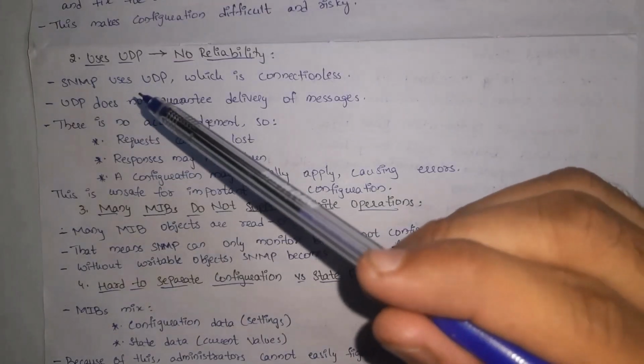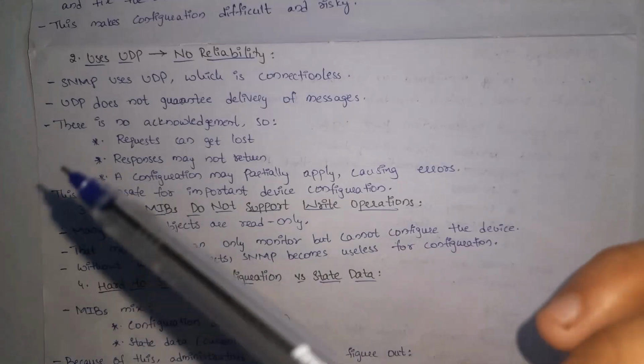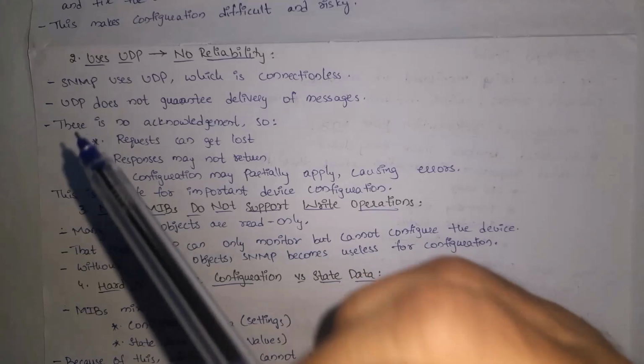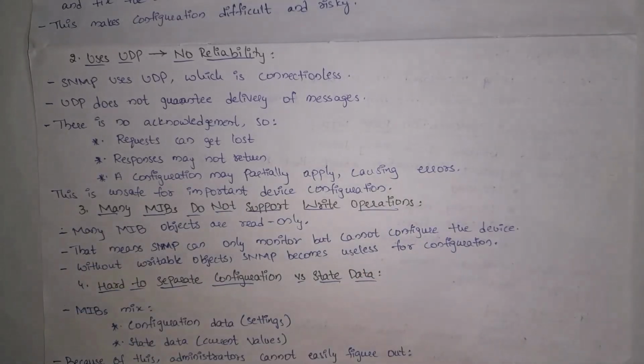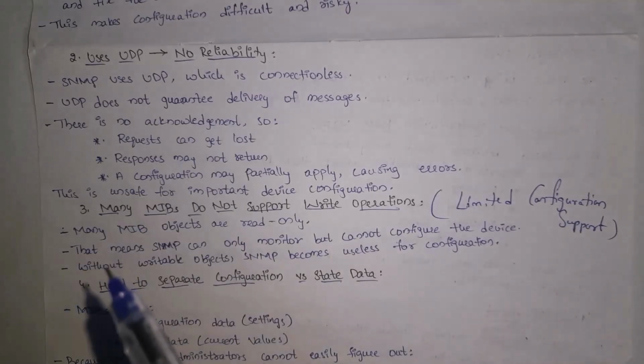And the second one is SNMP will use UDP protocol, where UDP stands for User Datagram Protocol. Yes, when compared to TCP protocol, UDP protocol is not secure. Messages may be lost and there is no guarantee of delivery. And the other problem in SNMP is there is limited configuration support. Guys, SNMP can only monitor a device, but SNMP cannot configure a device. So SNMP will become useless for configuration.